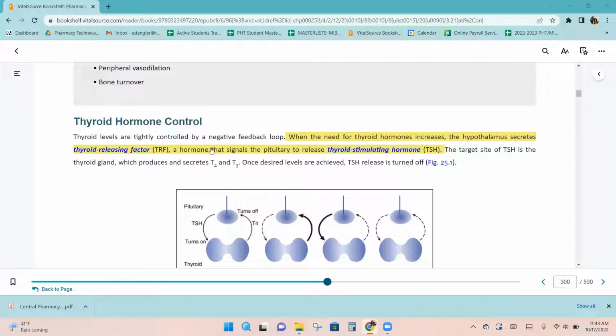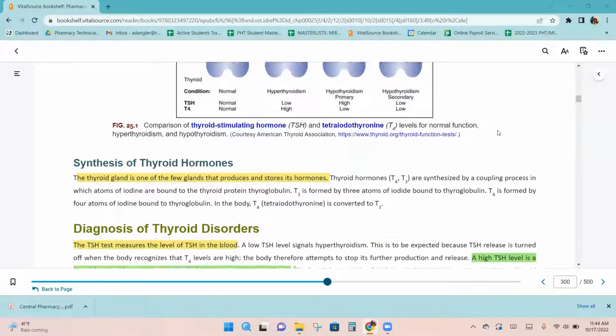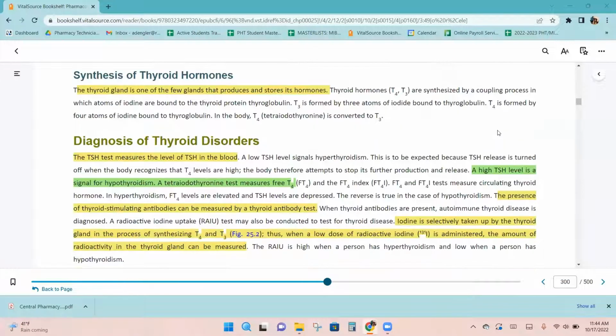Thyroid levels are tightly controlled by a negative feedback loop. When the need for thyroid hormones increases, the hypothalamus secretes thyroid releasing factor, a hormone that signals the pituitary to release thyroid stimulating hormone. The target site of TSH is the thyroid gland, which produces and secretes T4 and T3. Once desired levels are achieved, TSH release is turned off. The thyroid gland is one of the few glands that produces and stores its hormones.